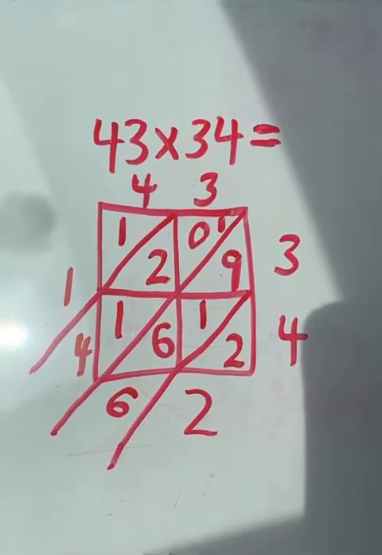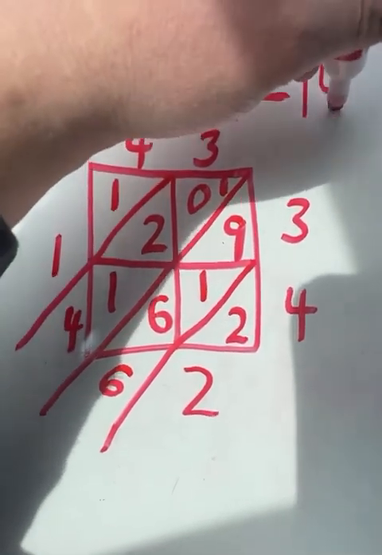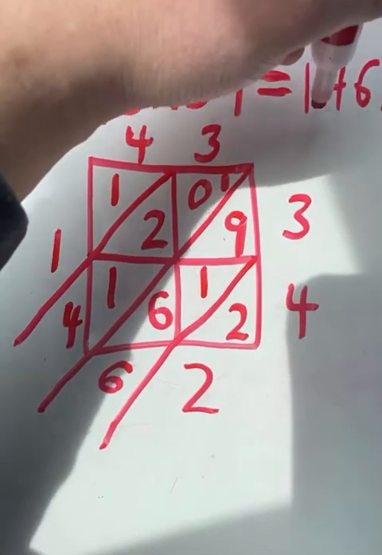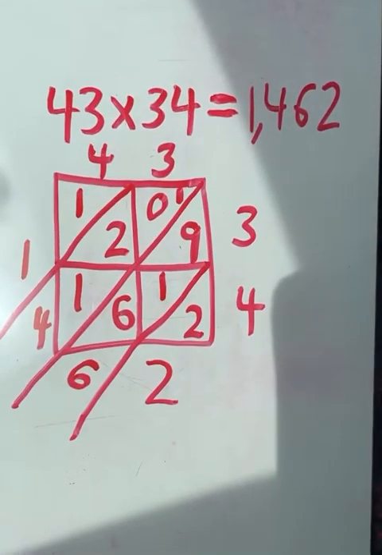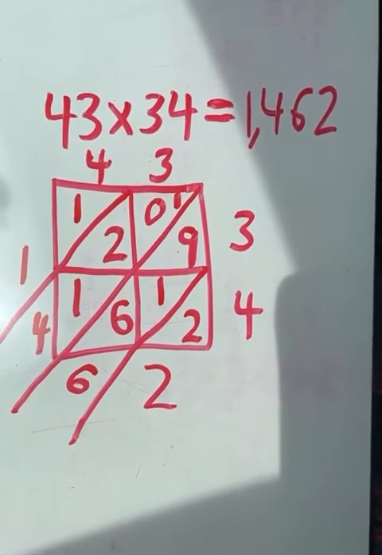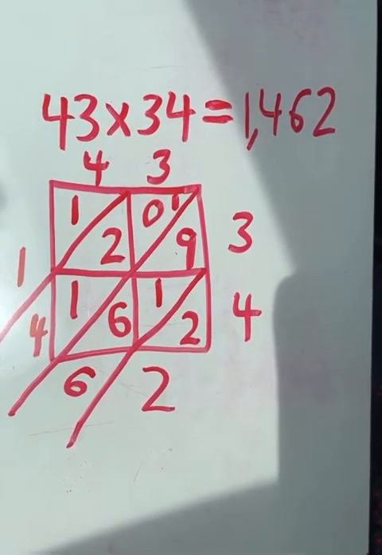Sometimes there's a lot of different roads to get to the same destination. But writing my answer in here, 43 times 34 equals 1,462.